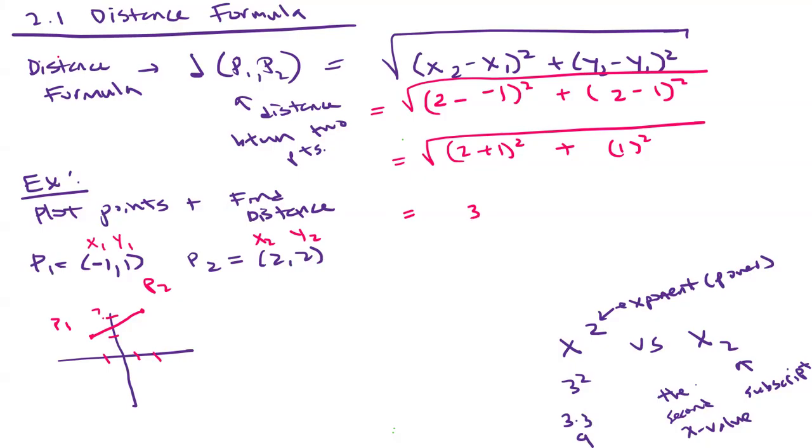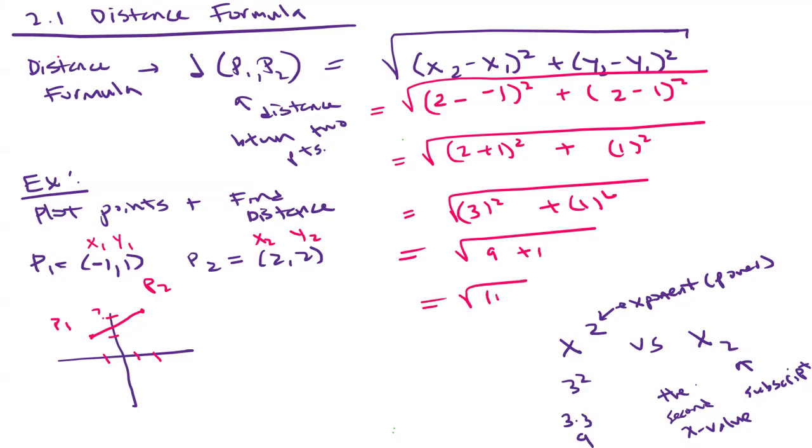And then 2 plus 1 is 3, so that'd be 3 squared plus 1 squared. All right, so that's going to give us 3 squared, which is 9, plus 1 squared, which is 1. So our answer will be radical 10. Okay. Any questions on that one?